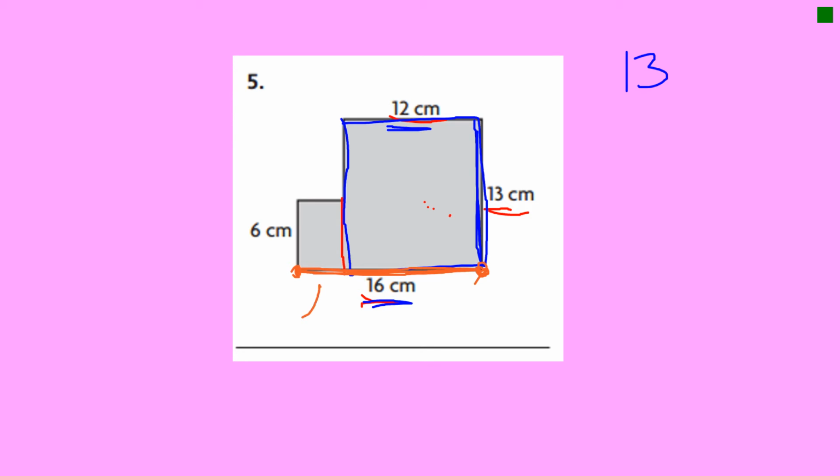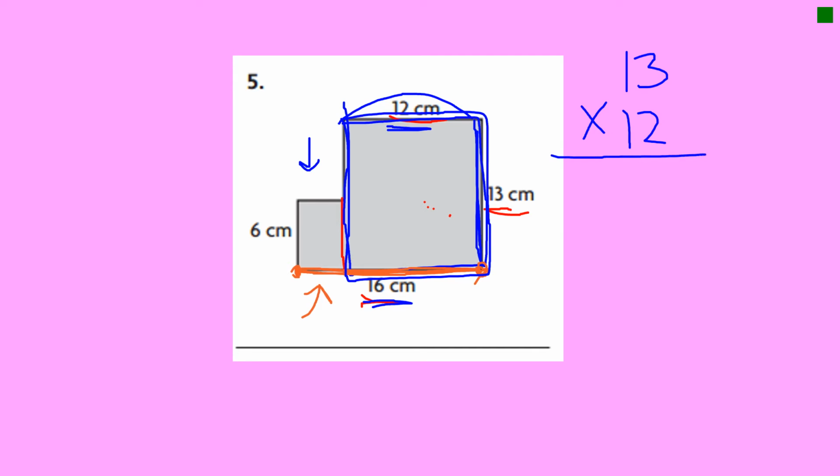And this is not part of that big rectangle, is it? So the dimensions of this rectangle are 13 by 12, right? Because that 12 is part of a large rectangle, not part of this little guy right there. All right, so 13 by 12, 13 rows of 12 little square centimeters.